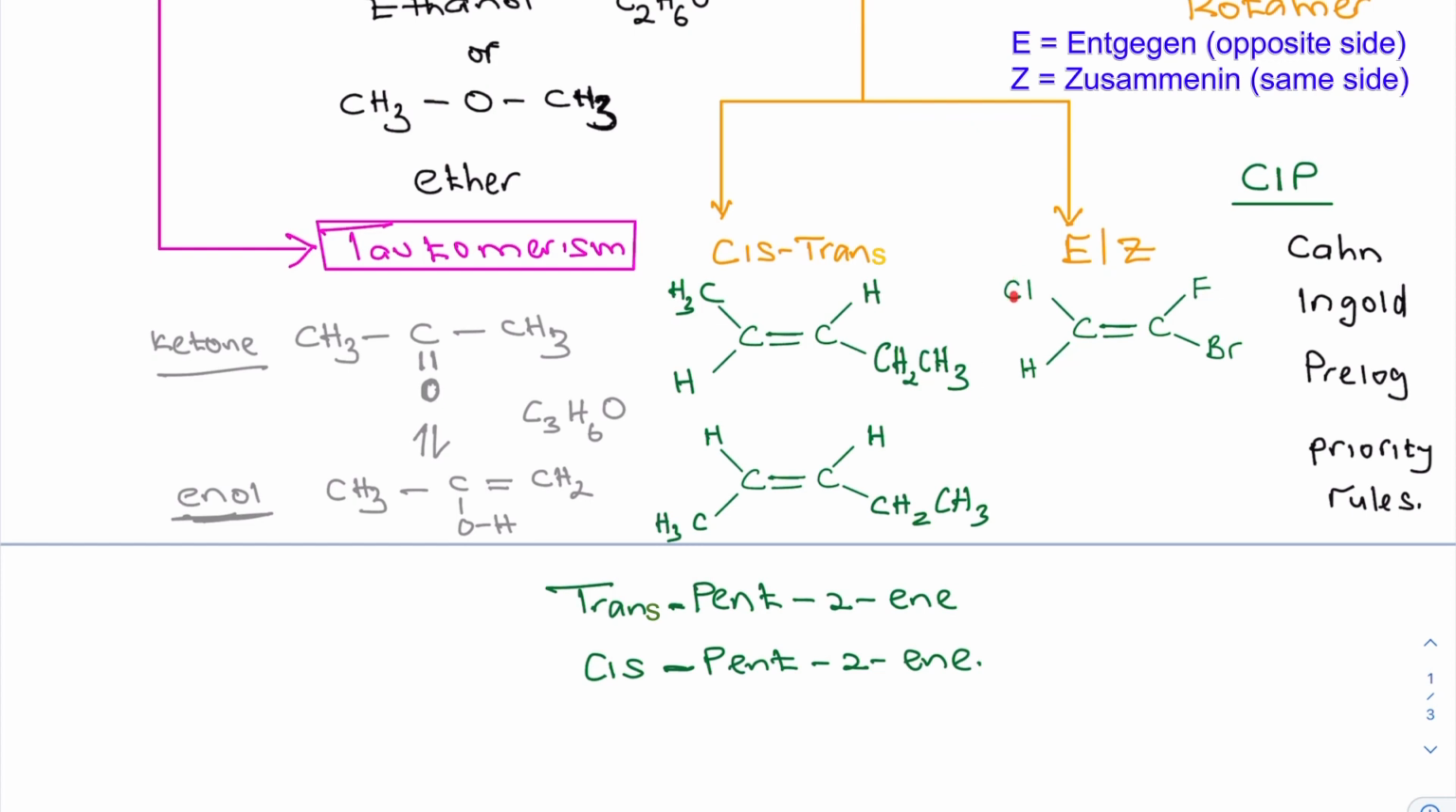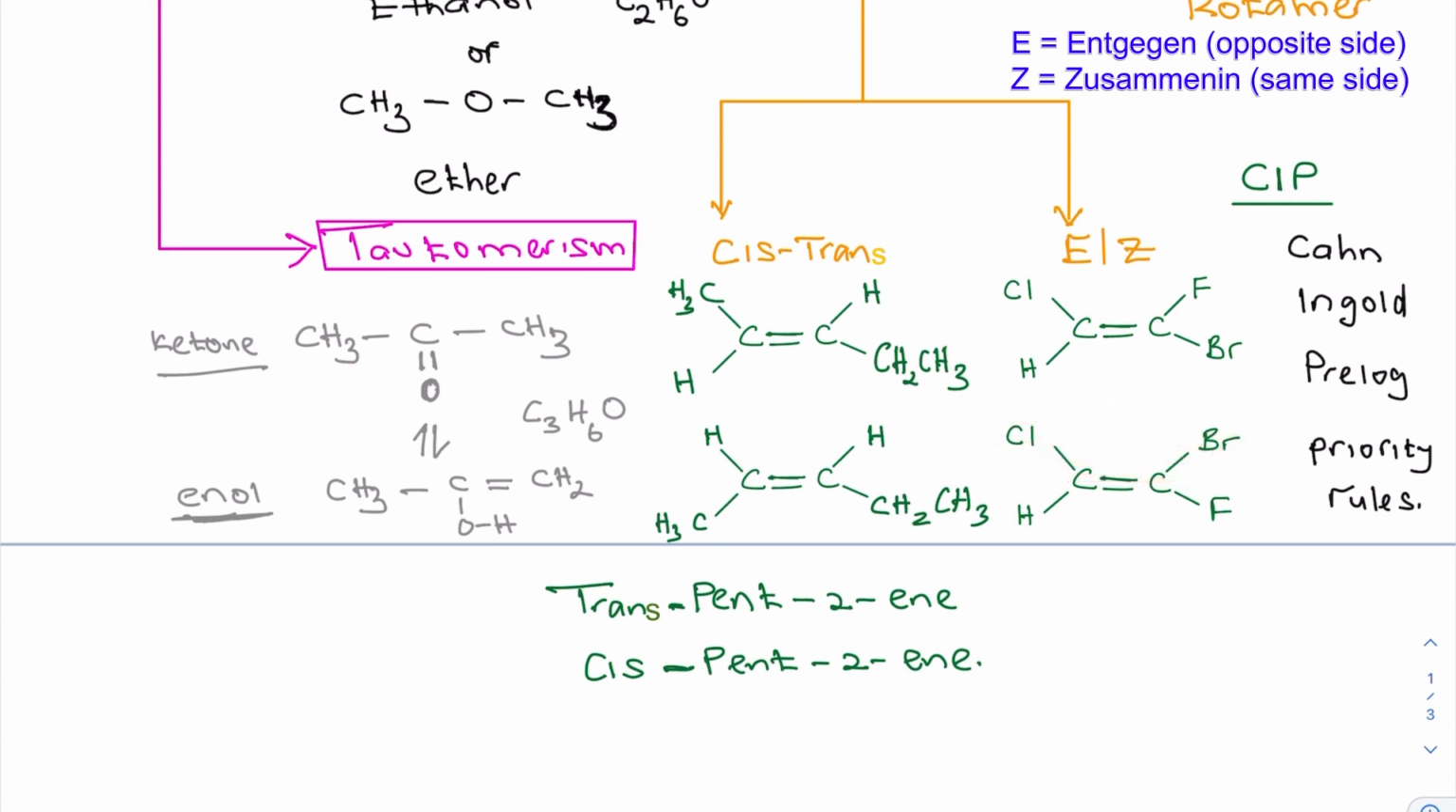If the higher priorities are on the opposite side, like that, we call that E isomer. And E stands for entgegen, which means opposite side. But if the higher priorities on both carbons are on the same side here, we call that Z isomer. Z stands for zusammen, meaning same side or together. Because they're together, that's a Z isomer.